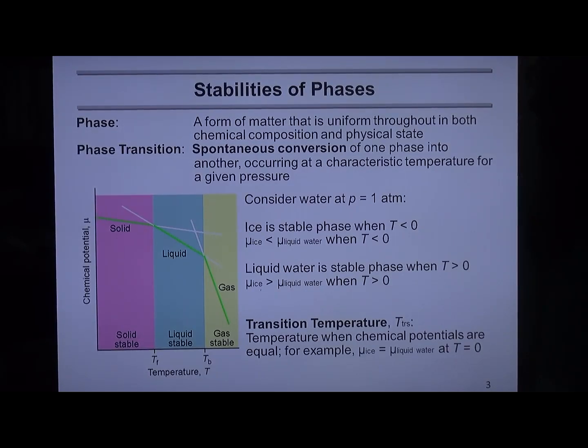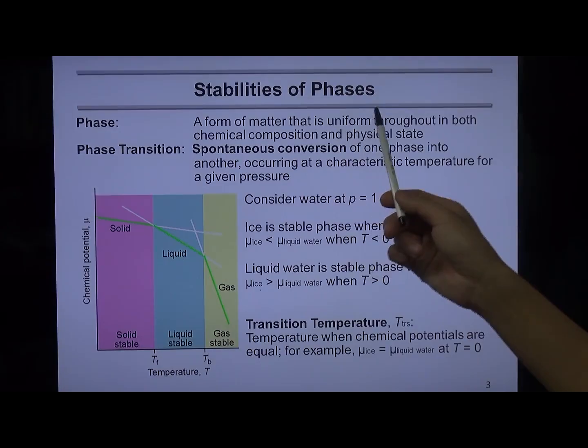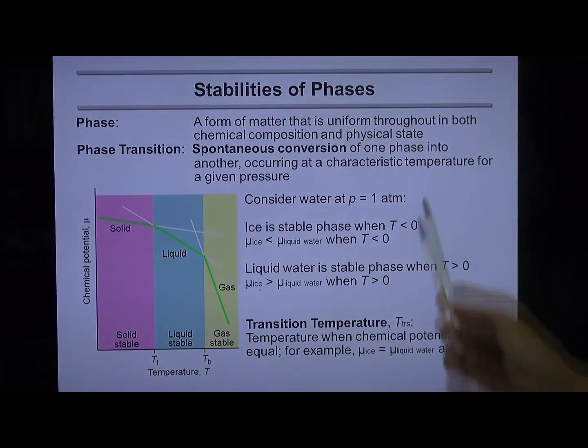Similarly, for example, a solution like a salt solution. If you dissolve NaCl in water, that also has one phase. P is equal to 1 because they are uniform in terms of chemical composition and physical state.